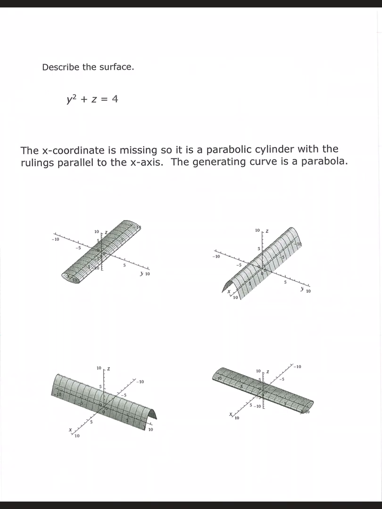Describe the surface. The x-coordinate is missing. So far we've had x, y, and z, all of them thrown in. Occasionally one wasn't squared, and that's okay. But for this one in particular, we are missing an x-coordinate. So it's a parabolic cylinder with the rulings parallel to the x-axis.